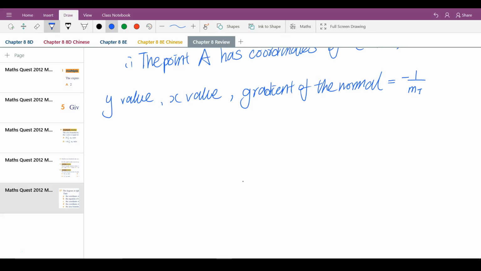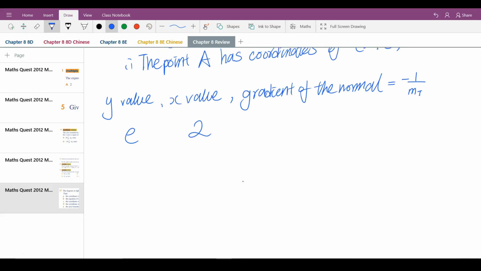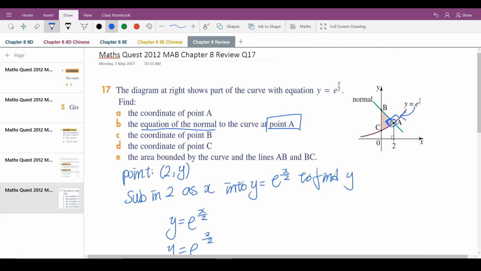Okay, so we got the y value is e. We got the x value is 2, because we just found that's the coordinate of point A. Now, the gradient of the normal is the negative reciprocal of the gradient of the tangent. The gradient of the tangent is just the derivative, the gradient of that function y equals e to the power of x over 2.